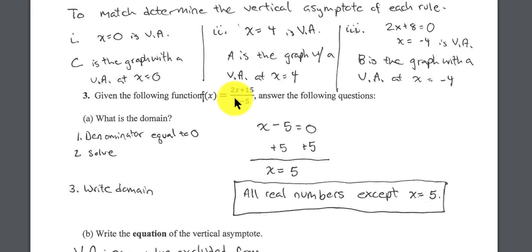Question 3. All right, here's the rational function. Answer the following questions. All right, the domain will be all real numbers except what makes the denominator 0. So x equals 5 is 0. You can always just set x minus 5 equal to 0 and solve for x, and you still get 5. Right? If I take the denominator and set it to 0, when you solve for x, you end up with 5. So 5 minus 5 is 0. So all real numbers except 5.